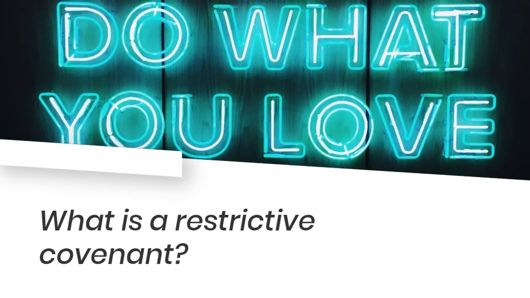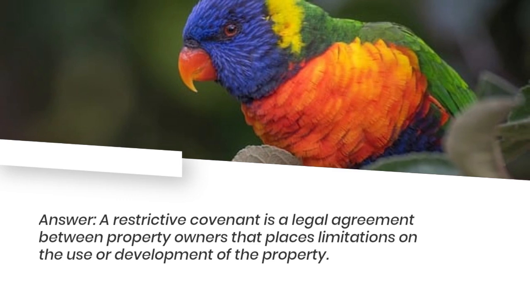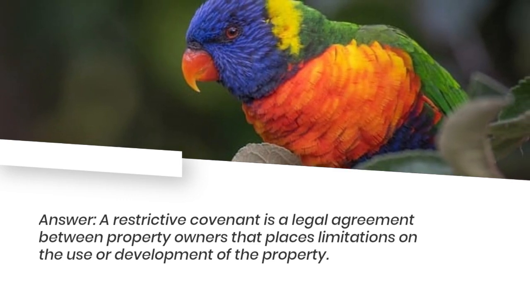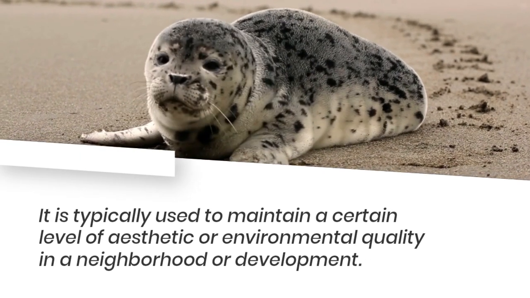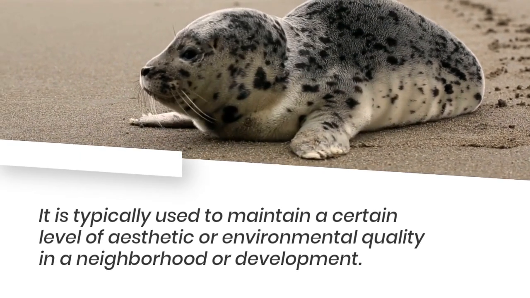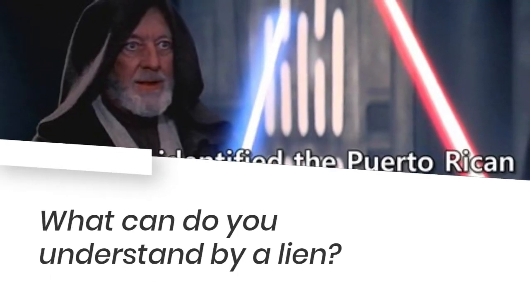What is a restrictive covenant? Answer: a restrictive covenant is a legal agreement between property owners that places limitations on the use or development of the property. It is typically used to maintain a certain level of aesthetic or environmental quality in a neighborhood or development.